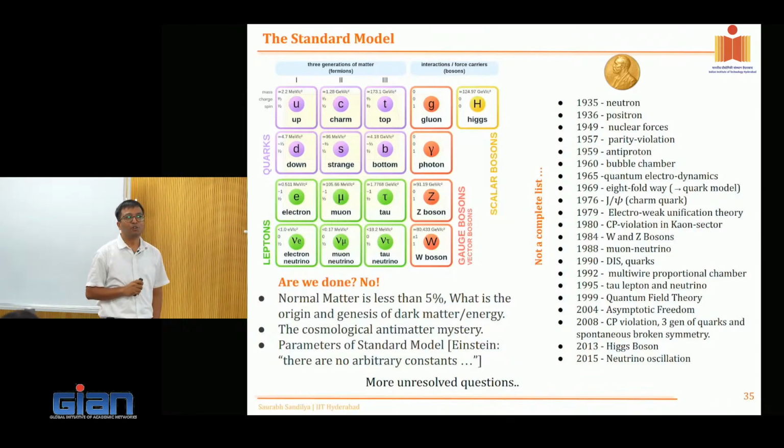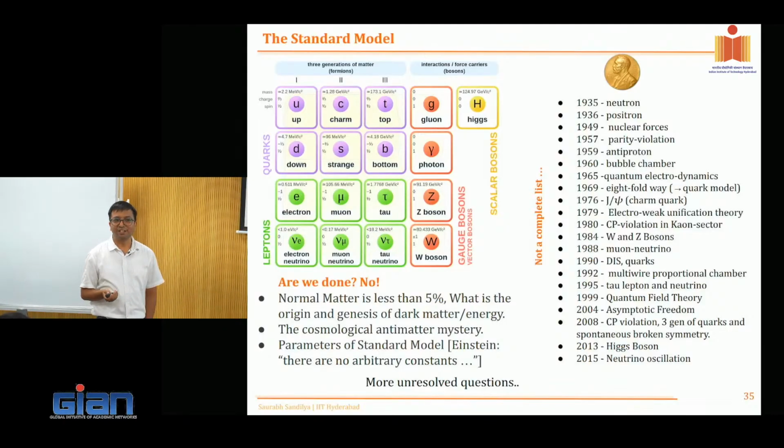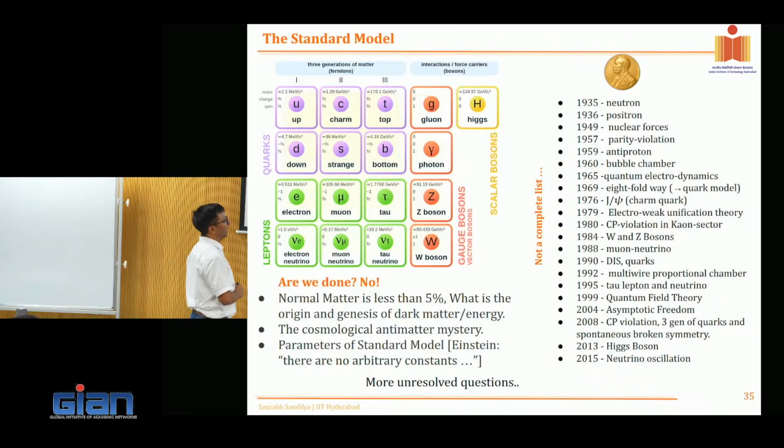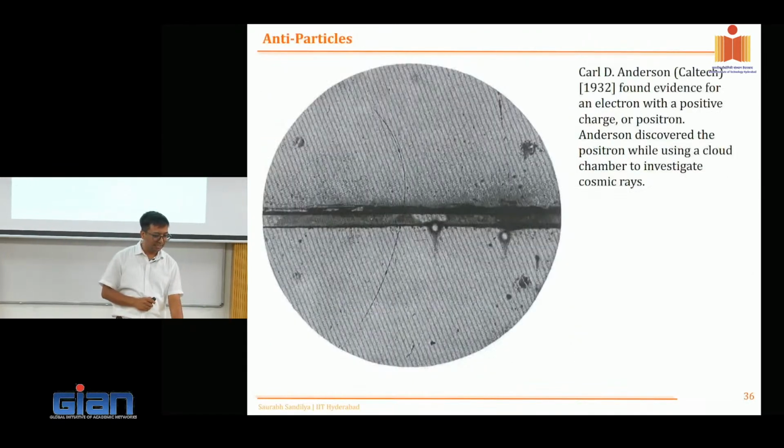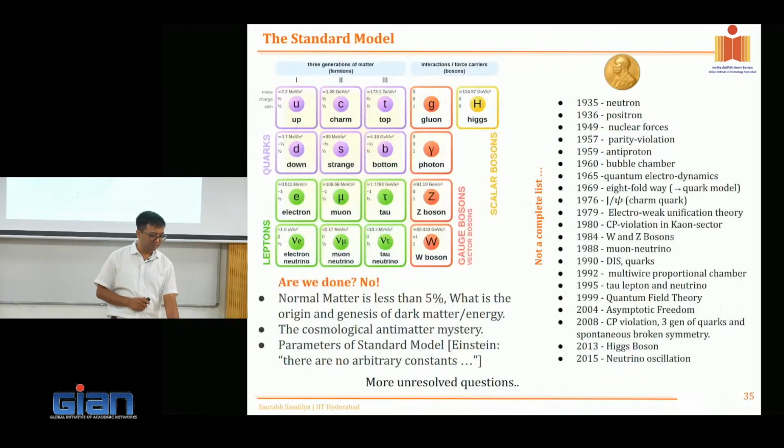But normal matter that we see is just 5% of the entire universe. 95% is dark energy and dark matter. We don't know anything about it, what it is made up of. So many unresolved questions. So this is one thing, and I said, let me skip this. I will come back later.